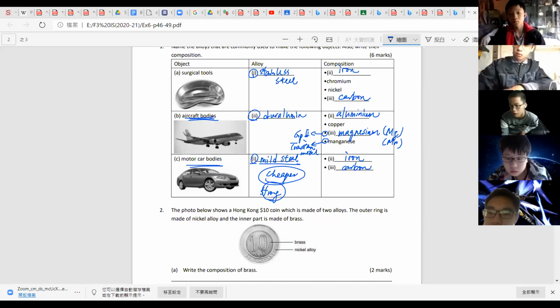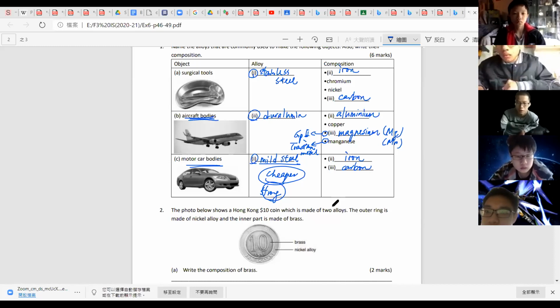Okay. So before we come to the new topic, one final question. Why do we need to use alloy rather than pure metal?